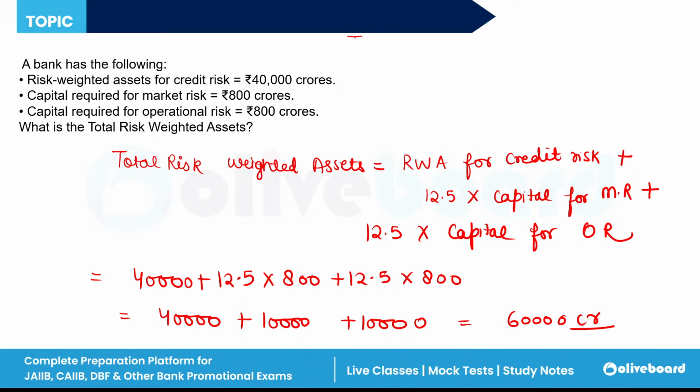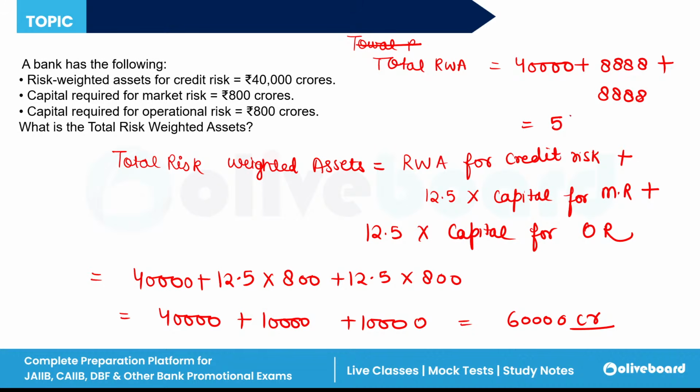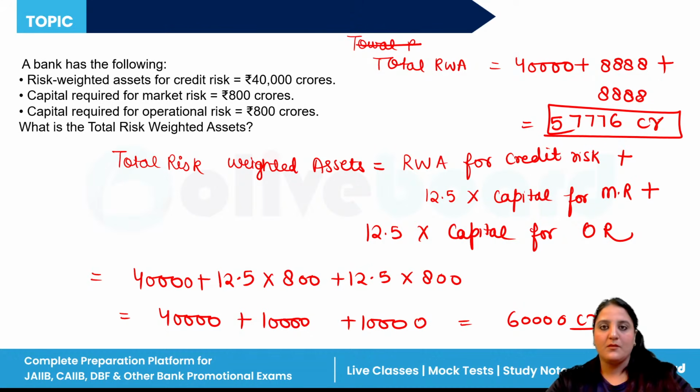Now how to calculate total RWA? That is equal to 40,000 plus here 8,888 and again 8,888, which equals 57,776 crore. So this is the answer. Is that clear?